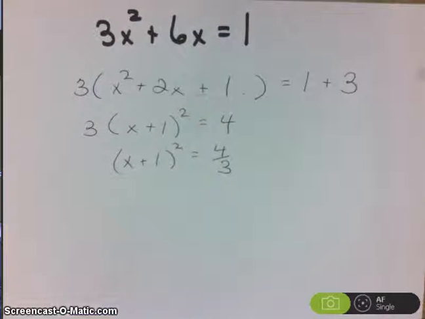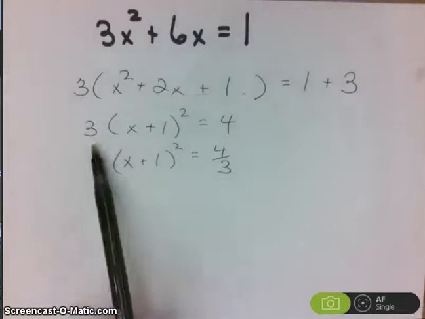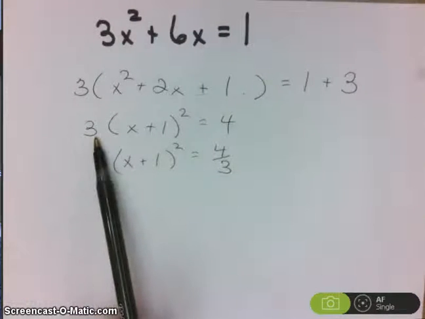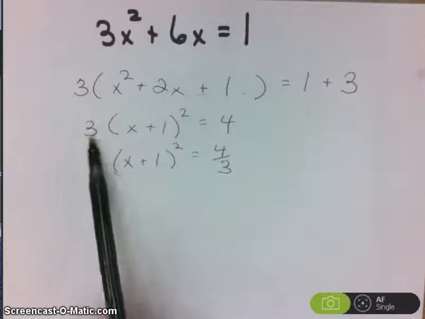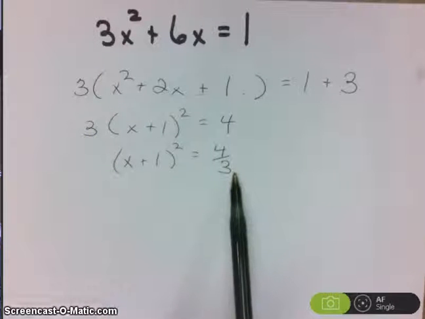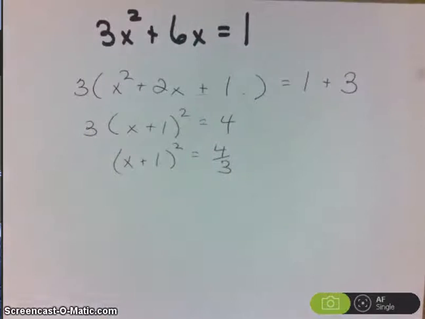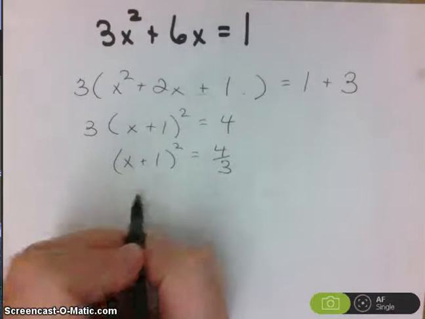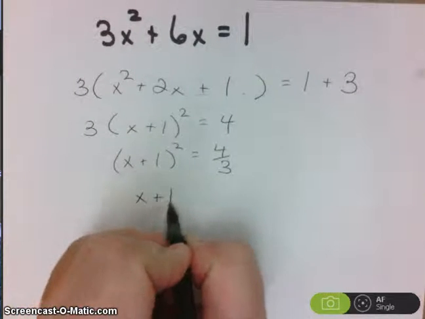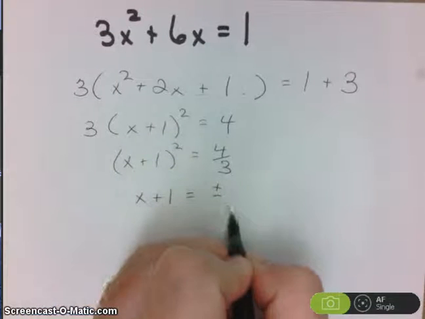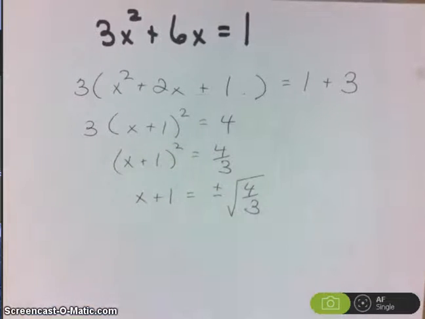At this point, we're trying to isolate x, and so the first thing we have to do is get rid of this coefficient out in front. That's our first step. So we take this coefficient and get it over onto the other side. Now, our next step is going to be taking the square root of both sides. So we get x plus 1 is equal to plus or minus the square root of 4/3.